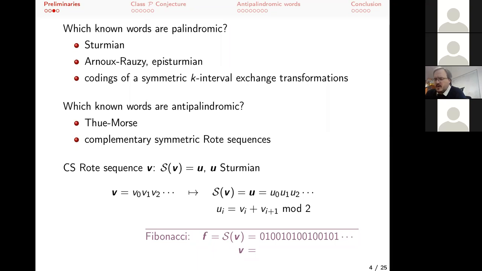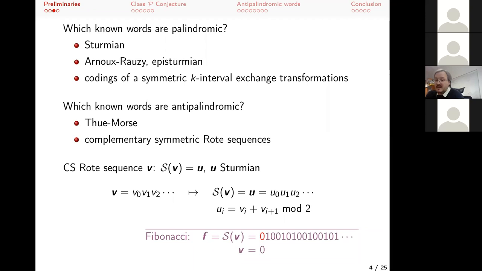Obviously, I have to start somehow, and I have two possibilities. I can choose the starting letter, either 0 or 1, and this choice will give me two possible words v. So I will start, for example, with 0. And now the second letter of the word v has to be such that 0 plus the second letter, modulo 2, will give me 0.